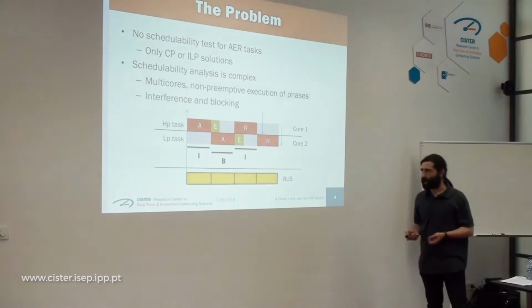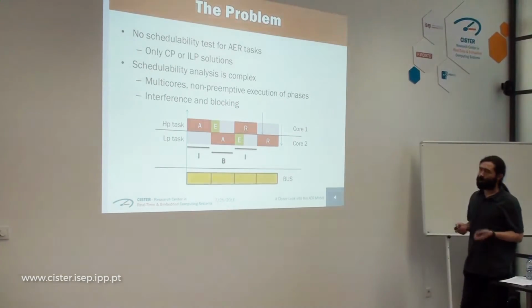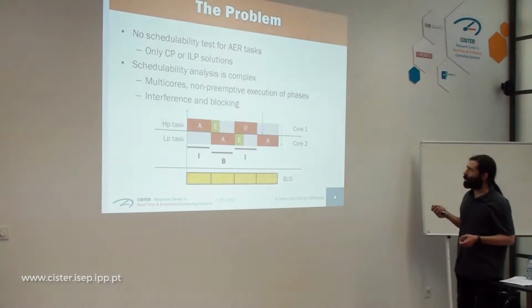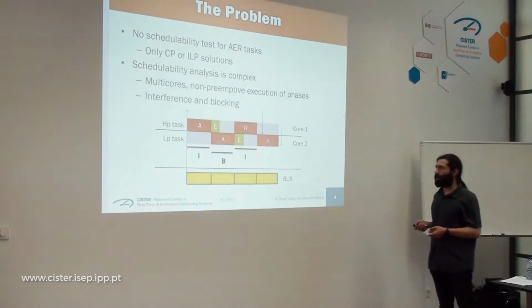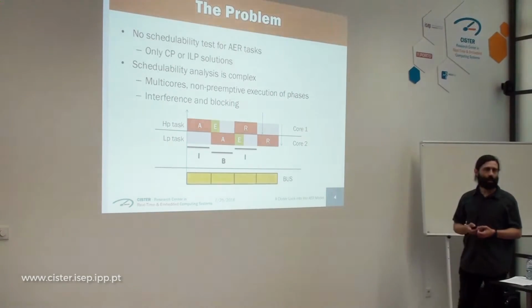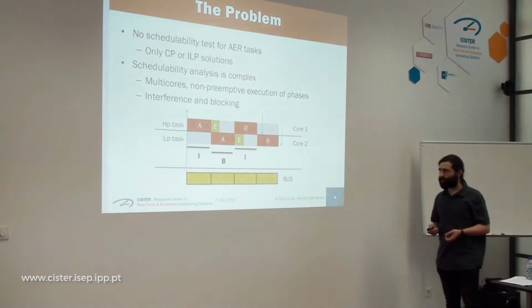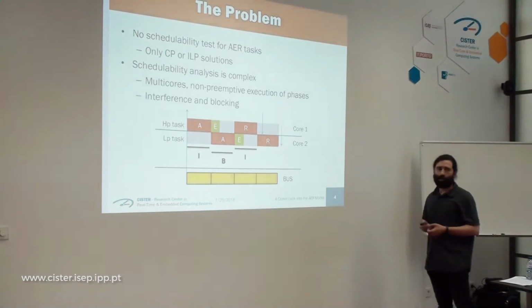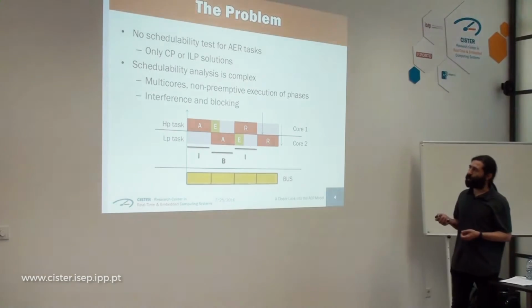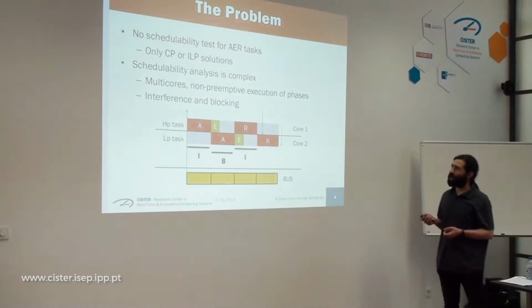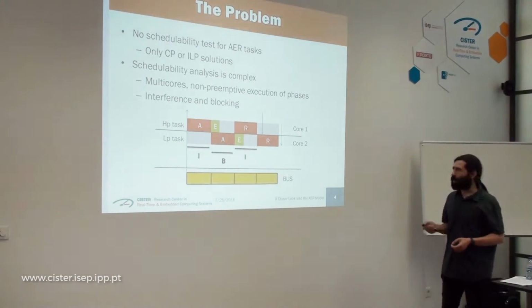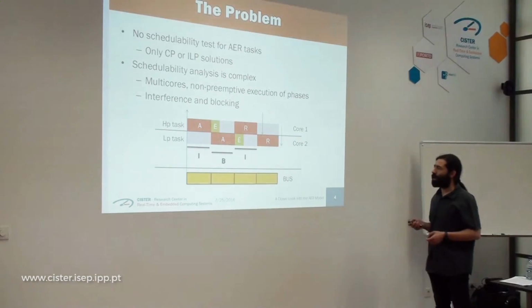Just to give you an example, here we have two distinct tasks, a high priority task and a low priority task, executing in two different cores. The high priority task starts executing first, and it executes its acquisition phase. Now, at this point, even though core 2 is idle and could start executing the low priority task, in fact, this model does not allow that. So the task is interfered with by the high priority task.